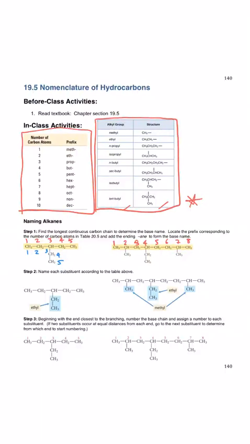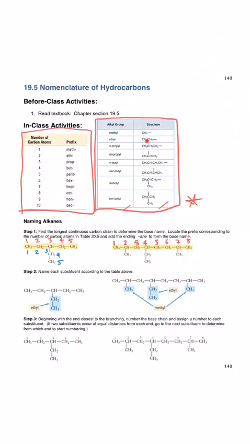Now, after you find the continuous carbon chain, the next step is to name the substituent group, or the attached group, on the long continuous carbon chain. For example, in this case, the attachment group on this longest chain is CH2CH3. If you look at the alkyl groups, which are the substituent groups here, you will see that CH2CH3 matches with the name ethyl. So this group would be called ethyl.